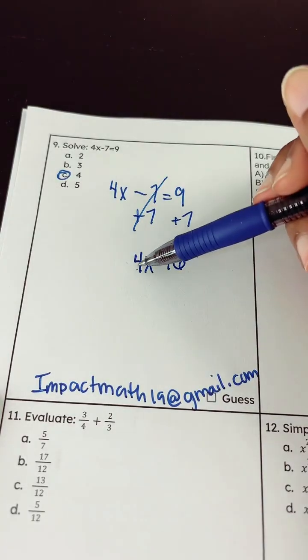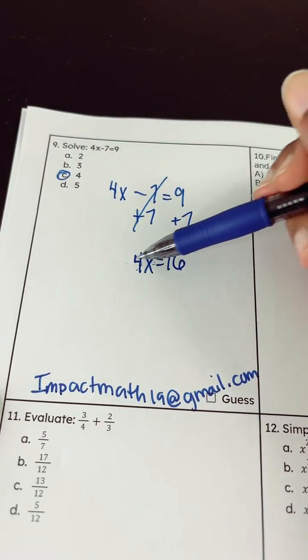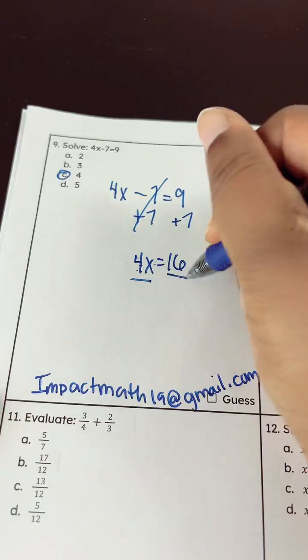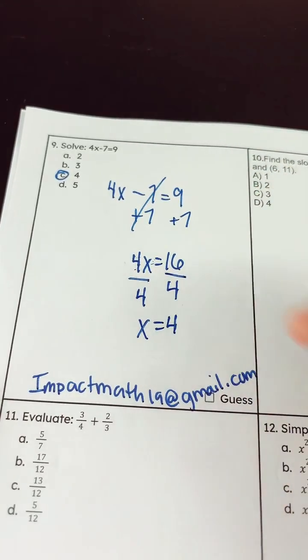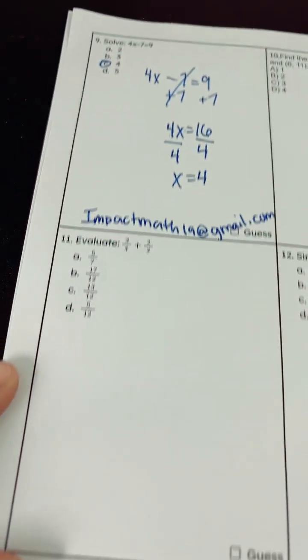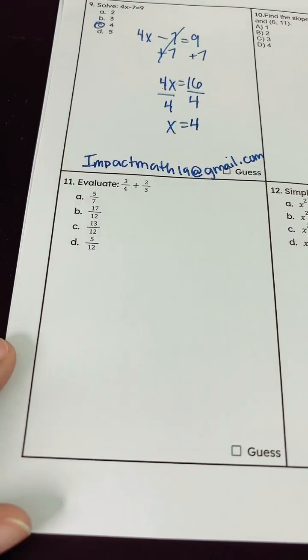Last step always. Remember, multiplication is what holds them. So we want to divide. And x equals 4. Perfect. All right, let's get into adding these fractions.